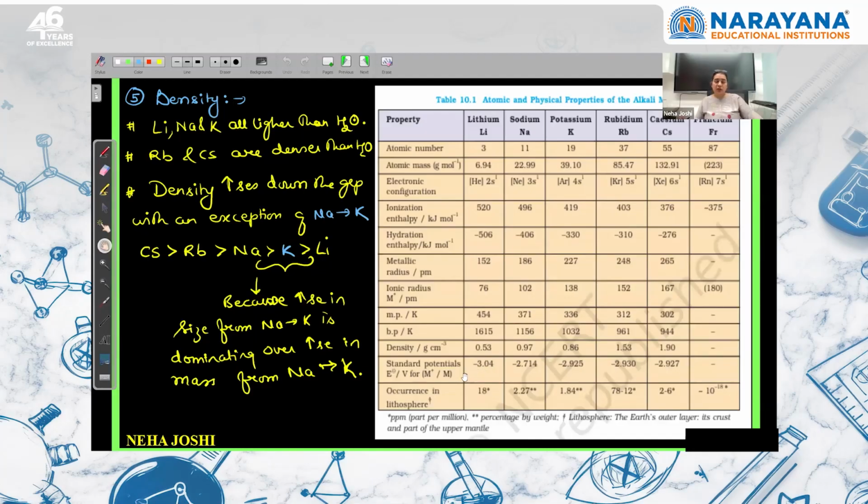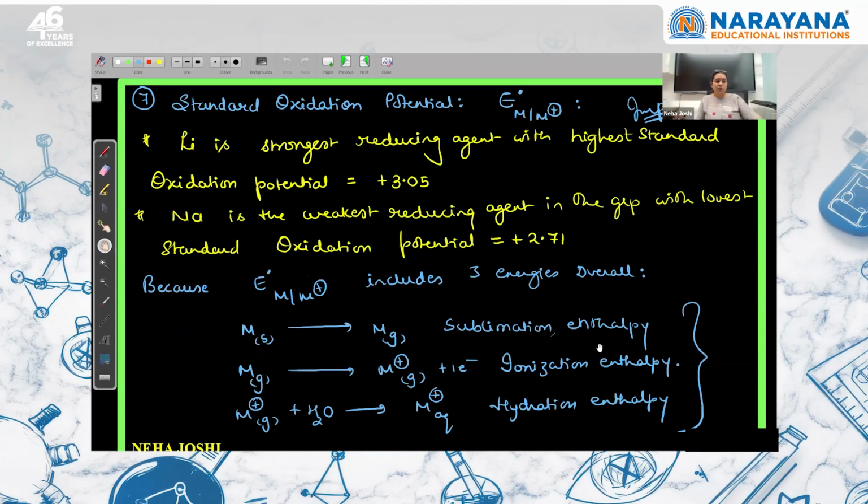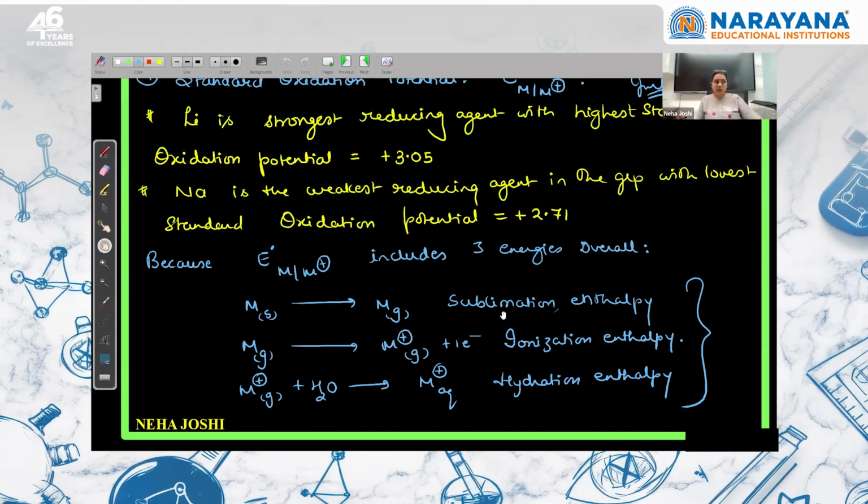Oxidation potential from lithium to lithium plus is highest, though it has the highest ionization energy. The credit goes to its high hydration energy, because when you talk of electrode potentials, it is not just ionization energy which plays the role. You have the sublimation enthalpy, you have the hydration enthalpy along with ionization. So lithium becomes the strongest reducing reagent with the highest standard oxidation potential of plus 3.05.